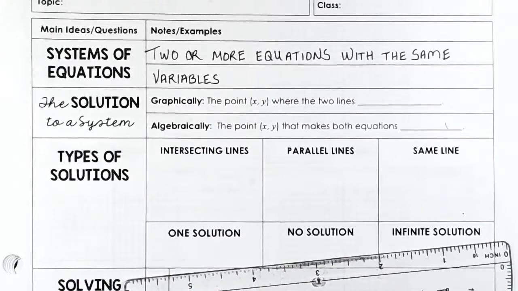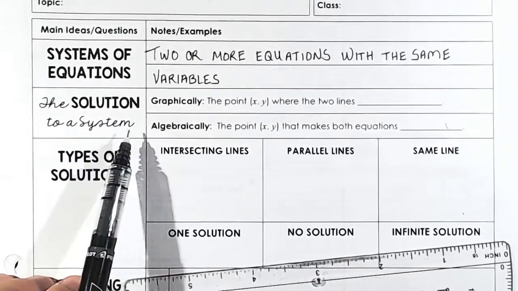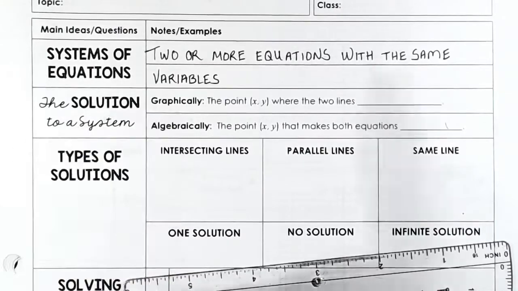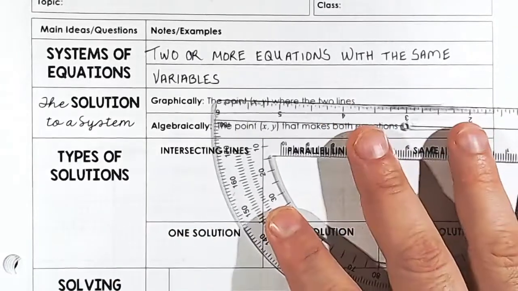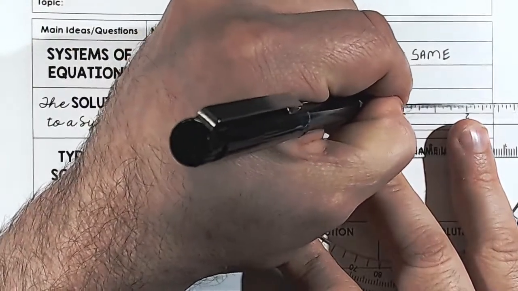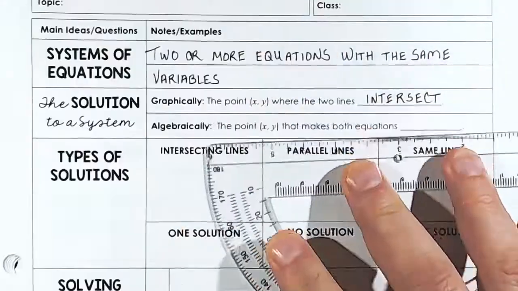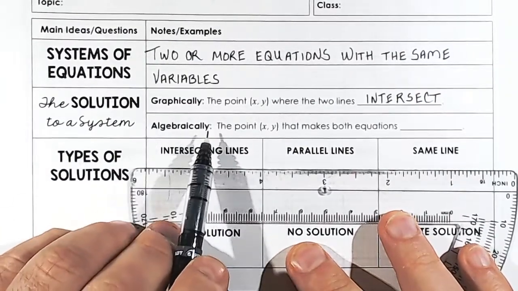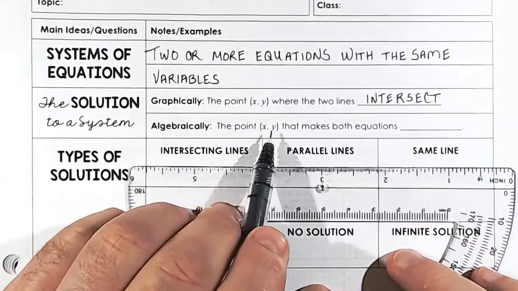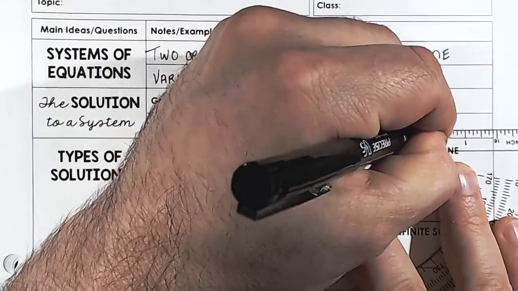Okay, so how do we solve systems of equations, and what do those solutions look like, and what types of solutions can we get? Well, the solution to a system can be found graphically, at the point (x, y) where the two lines intersect. So we can find where two lines intersect, and those x, y coordinates are in fact the solution to the system. Now, algebraically, that is where we're solving it on paper, we are finding the point (x, y) that makes both of the equations true.